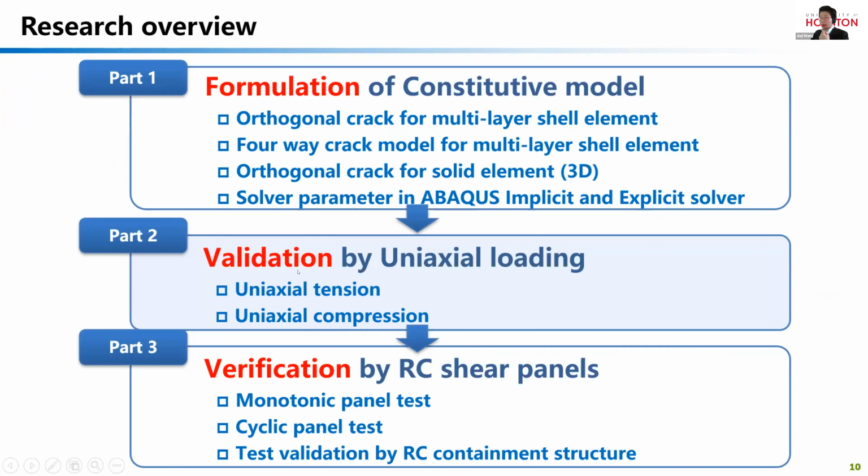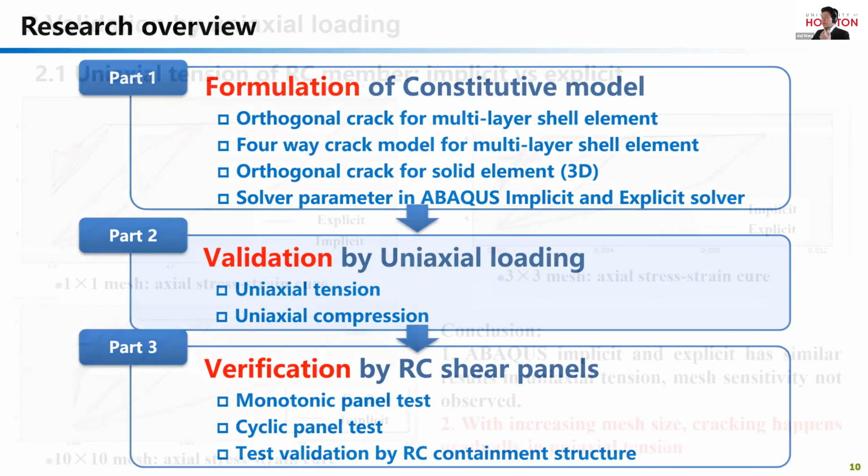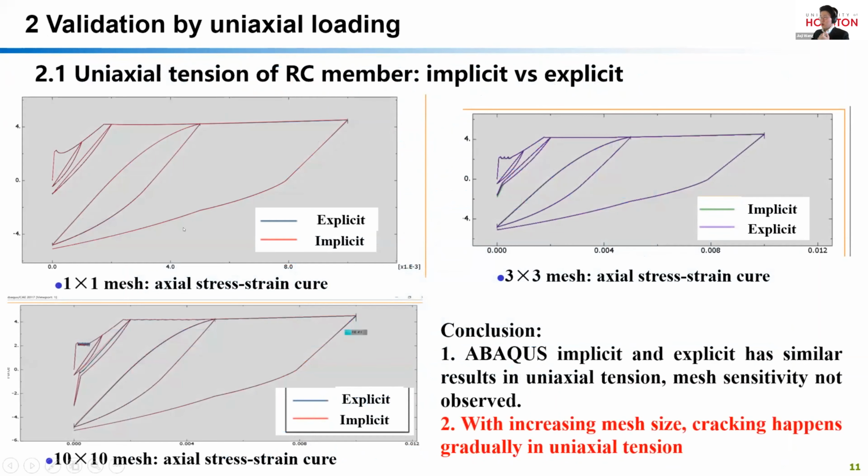In this second part, we are focusing on the comparison between the ABAQUS implicit solver and explicit solver results to make sure the results are almost the same. First, we simulated a hypothetical RC member with a single rebar at the center under uniaxial tensile load.